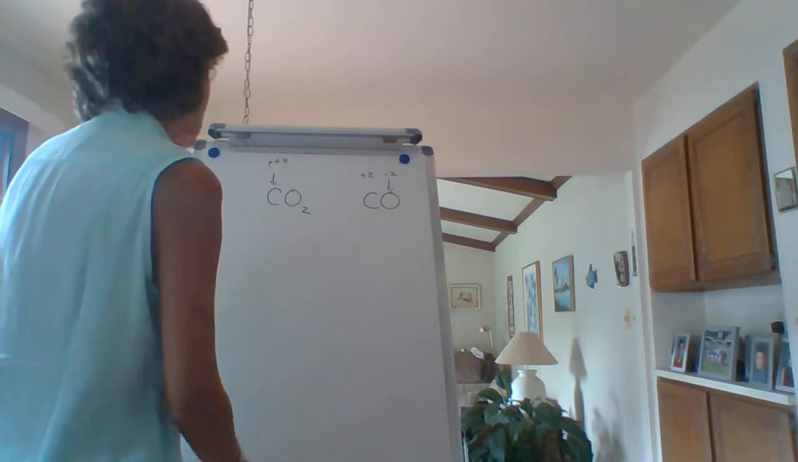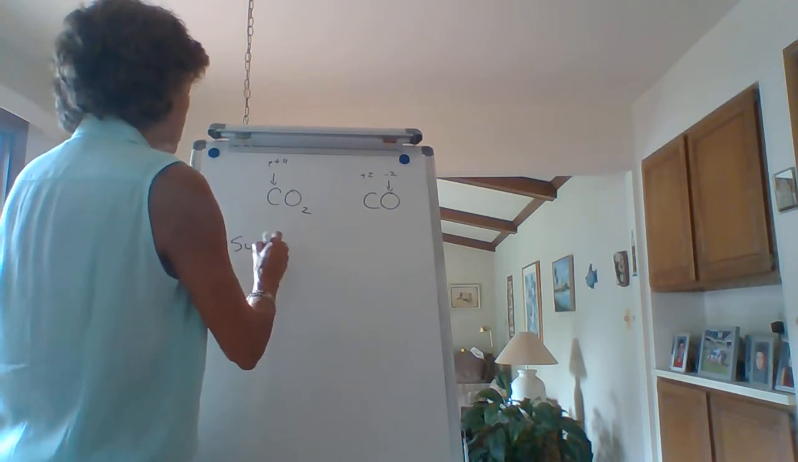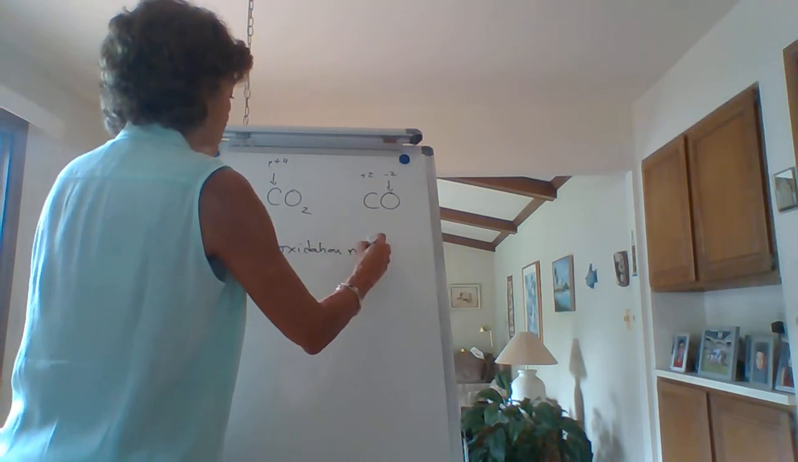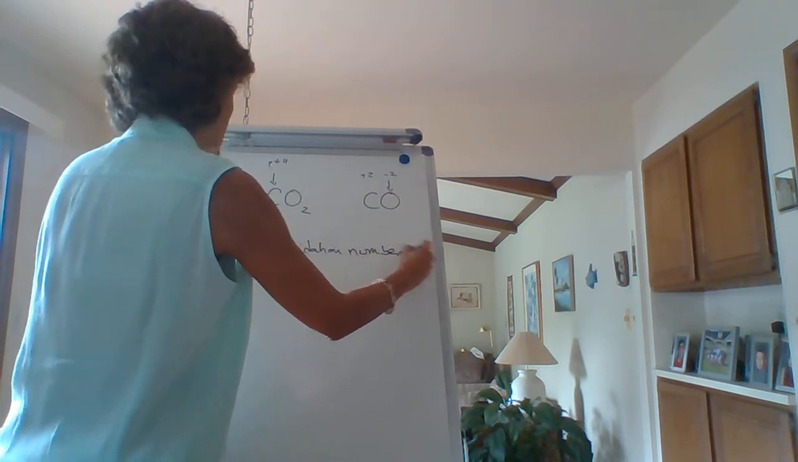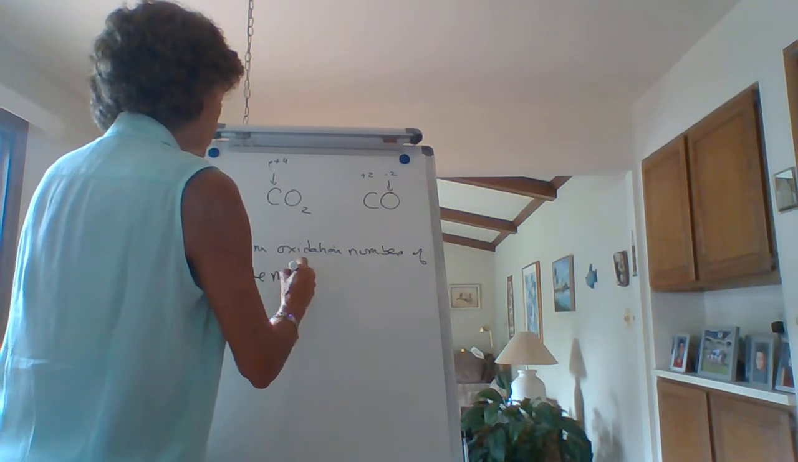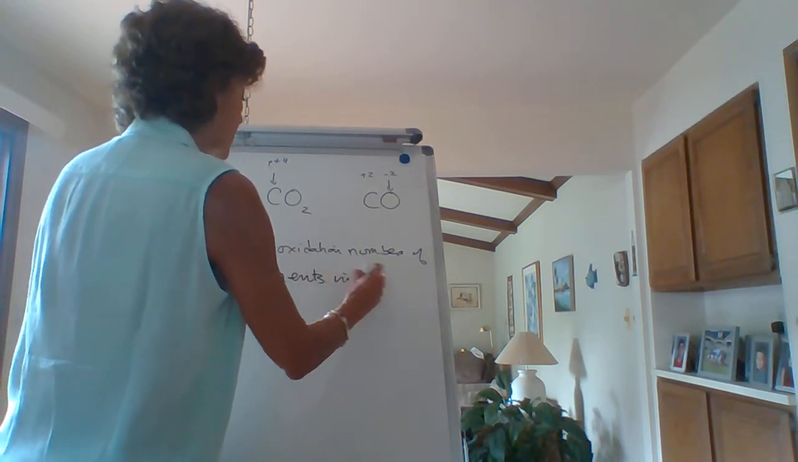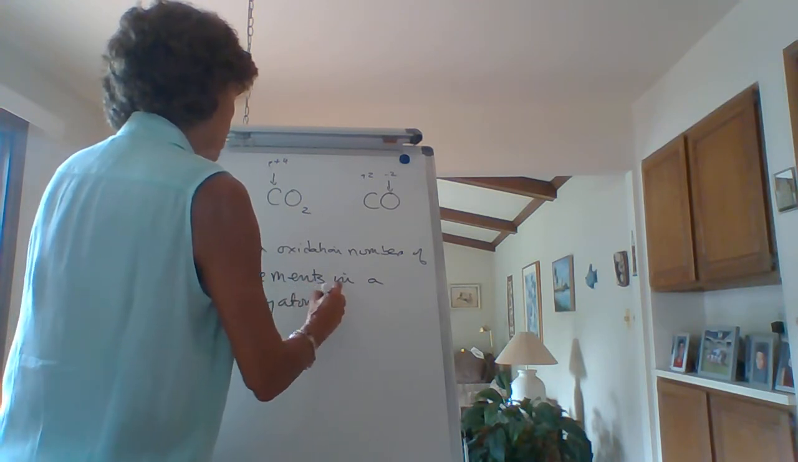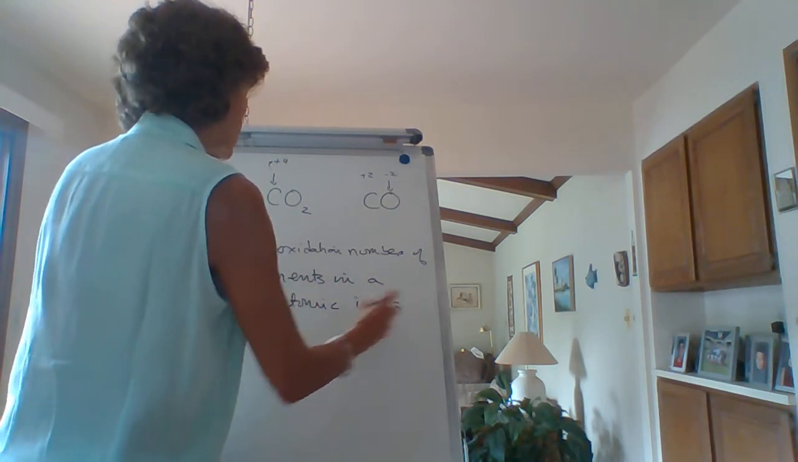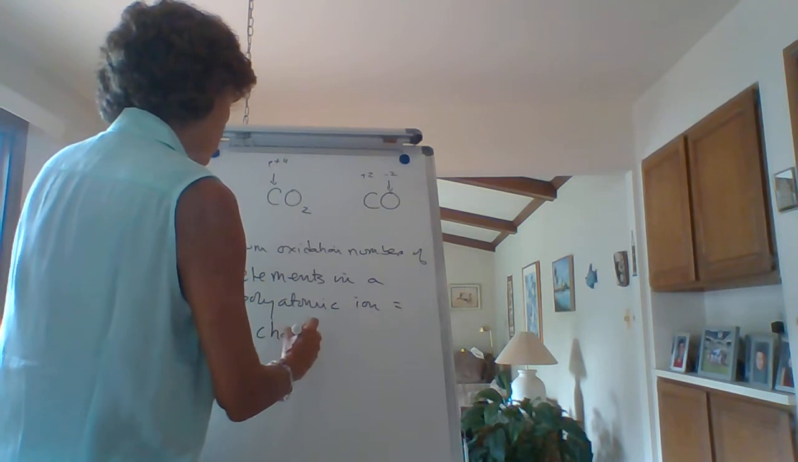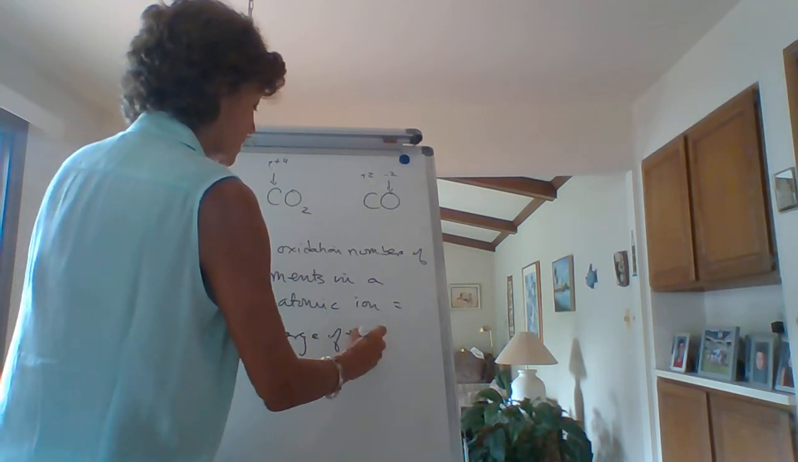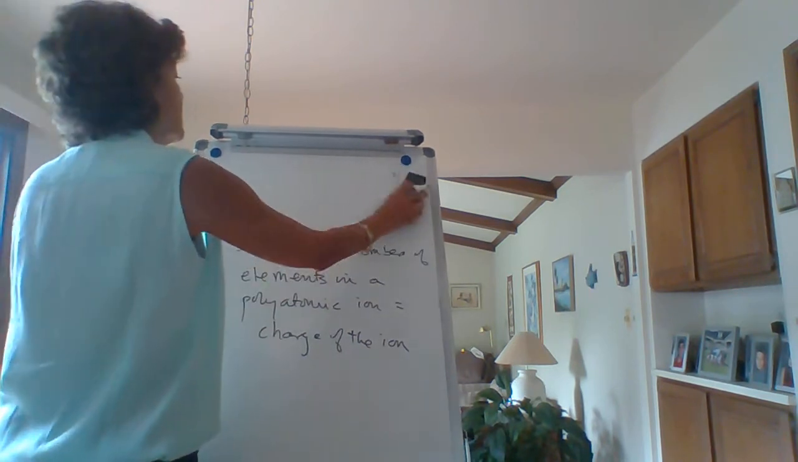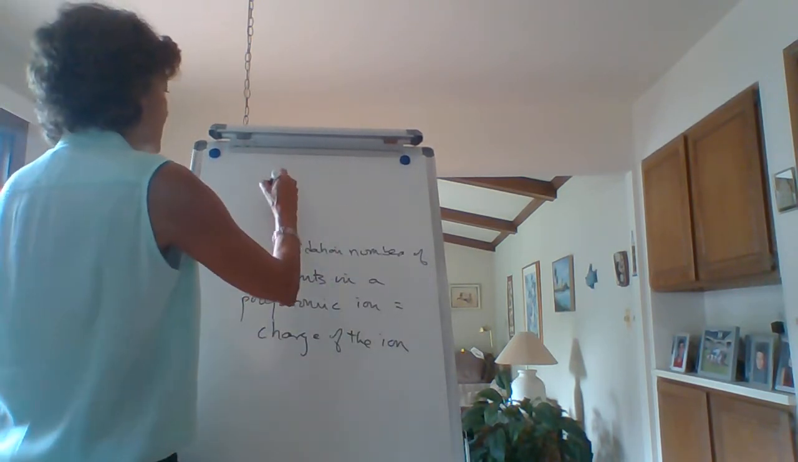Another rule. The sum of the oxidation numbers of the elements in a polyatomic ion equals the charge of the ion. Okay, what do I mean by that? Let's take a look. Let's say I've got this.